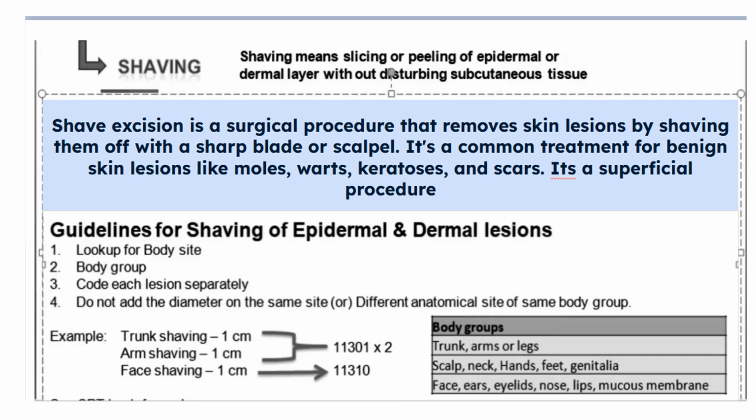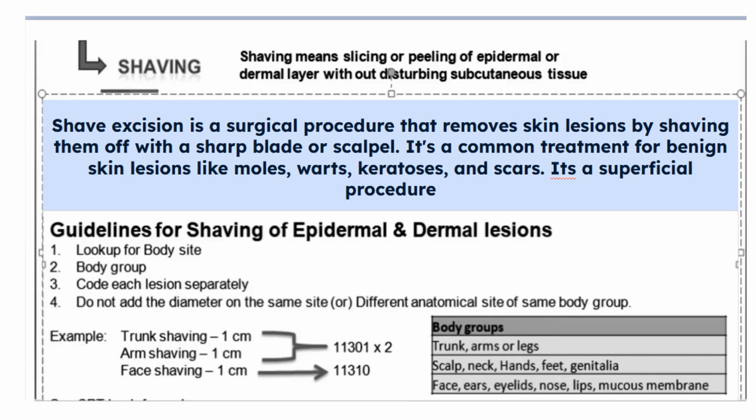Now, if you see the shaving code, you will have to understand from which area the shaving has been removed, because we have the body site, and these body sites are divided into three different groups: trunk, arms and legs; scalp, neck, hands, feet, genitalia; and face, ears, eyelid, nose, lips and mucous membrane. So code each lesion separately. Do not add the diameter on the same side, or on a different anatomical site of the same body group. This is very, very important, and I'm going to tell you in detail. So let's go and see.